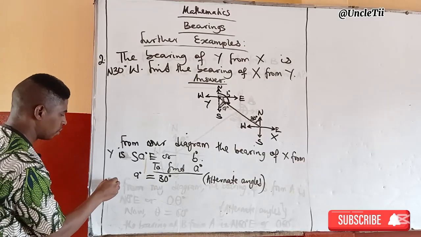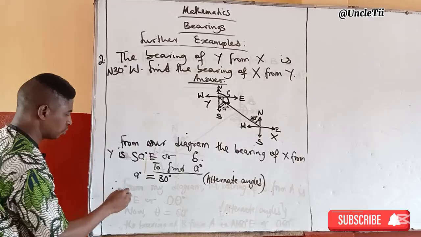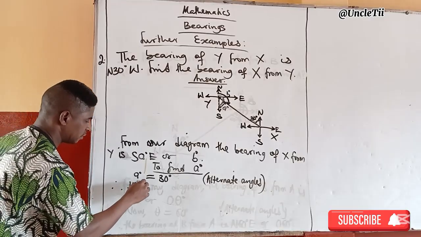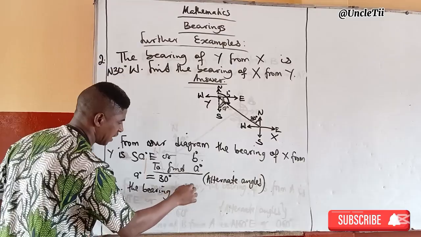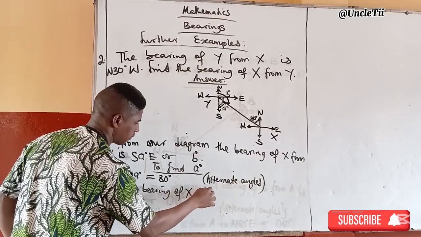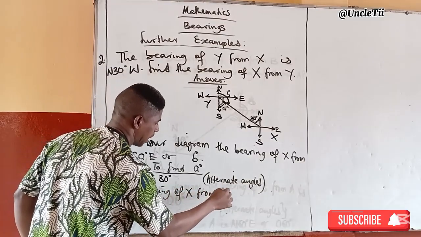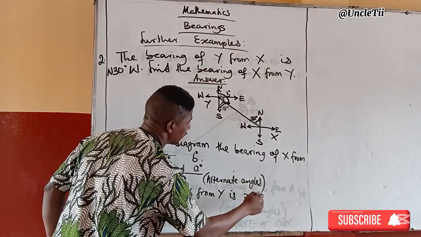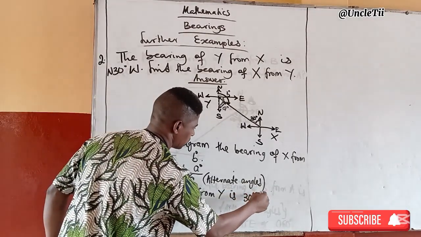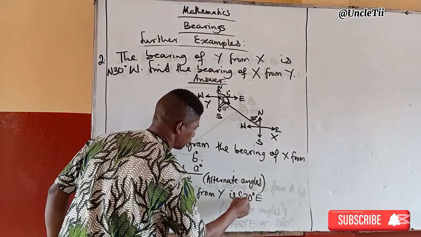So from there we can conclude that the bearing of x from y is 30 degrees east of south.